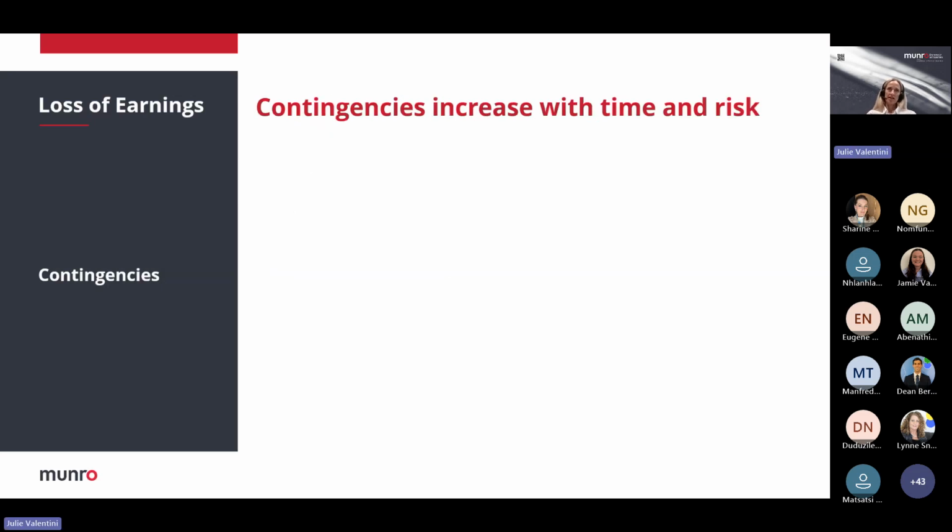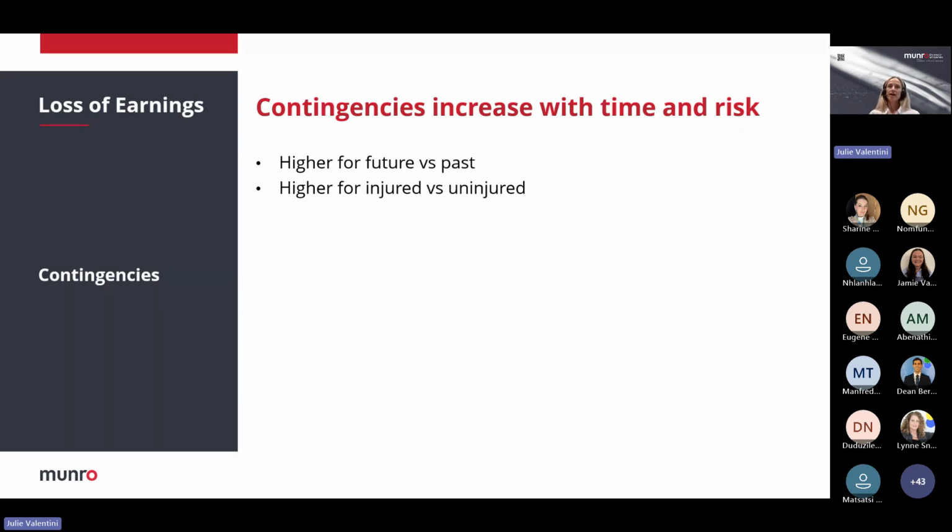It is important to understand contingencies increase with time and with risk. So the longer the period that's being considered, the more risk there is because there's a longer time in which something can go wrong. So contingencies tend to be higher on future losses because the future period tends to be longer than the past period. Not always, but tends to be.